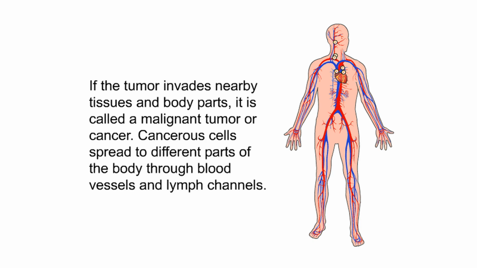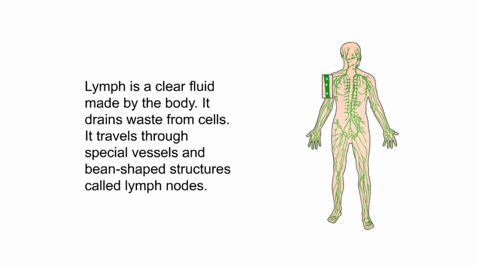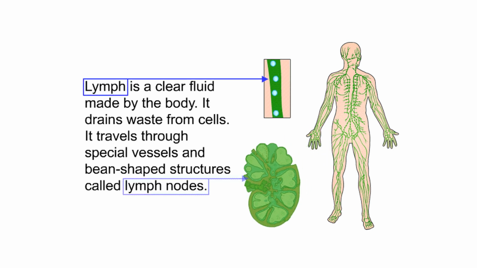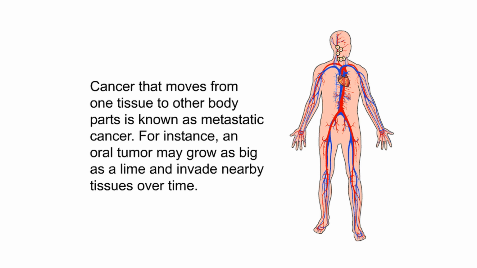If the tumor invades nearby tissues and body parts, it is called a malignant tumor or cancer. Cancerous cells spread to different parts of the body through blood vessels and lymph channels. Lymph is a clear fluid made by the body. It drains waste from cells. It travels through special vessels and bean-shaped structures called lymph nodes. Cancer that moves from one tissue to other body parts is known as metastatic cancer.